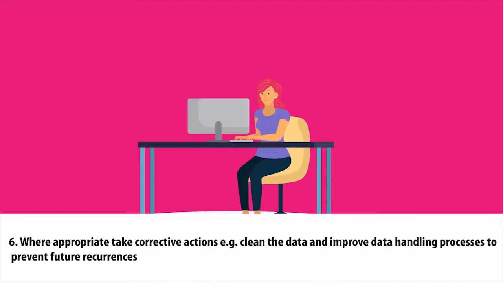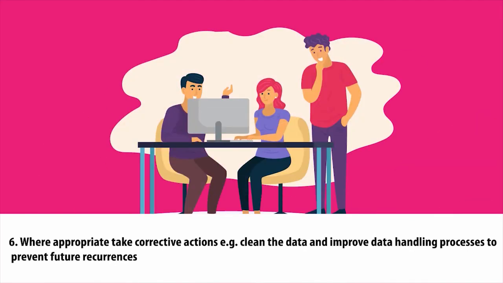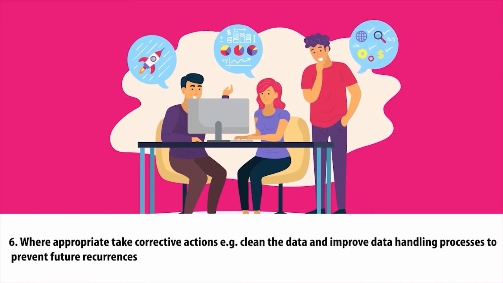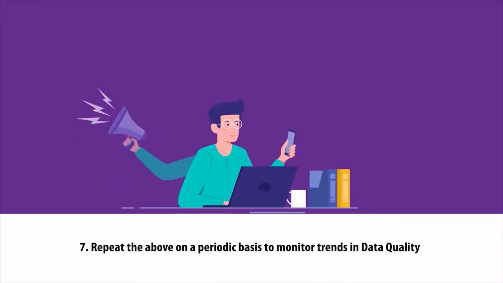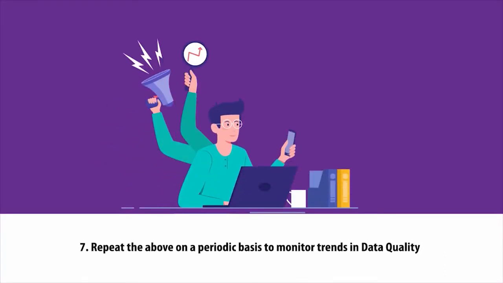6. Where appropriate, take corrective actions. Example: clean the data and improve data handling processes to prevent future recurrences. 7. Repeat the above on a periodic basis to monitor trends in data quality.